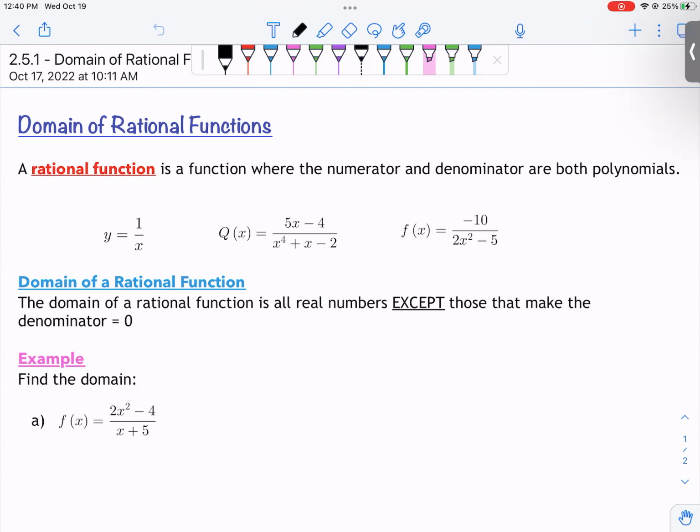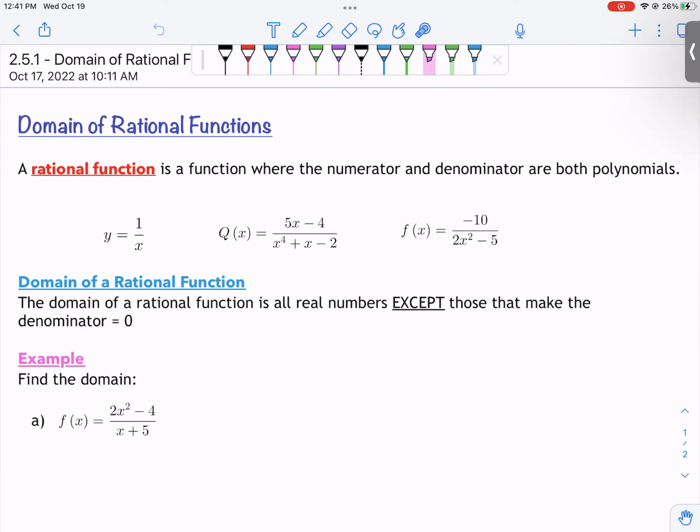Domain of rational functions. Now, this topic is technically one we've already talked about before, finding the domain of a rational function. However, it's part of a larger discussion that we're about to have about rational functions. So, as a reminder, what is a rational function? A rational function is a function where both the numerator and the denominator are polynomials. So anytime you're seeing a polynomial in the numerator and denominator, in particular the denominator, that's a rational function.